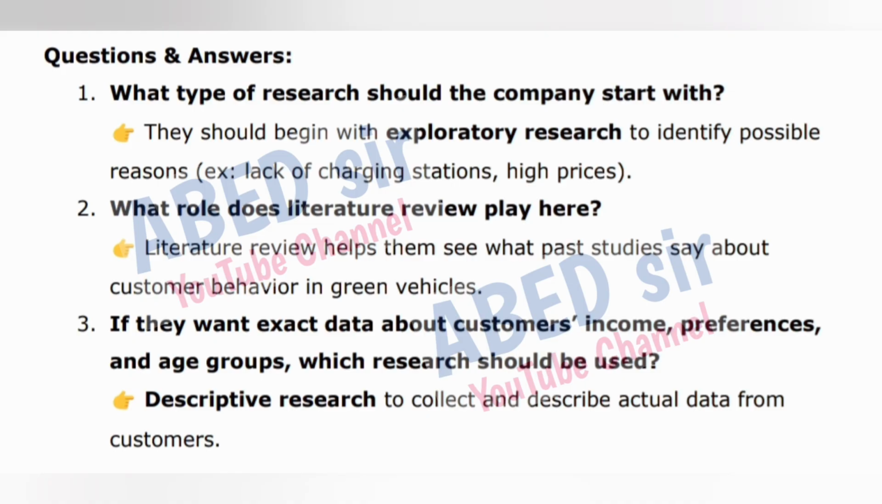1. What type of research should the company start with? They should begin with exploratory research to identify possible reasons, example, lack of charging stations, high prices. 2. What role does literature review play here? Literature review helps them see what past studies say about customer behavior in green vehicles. 3. If they want exact data about customers' income, preferences, and age groups, which research should be used? Descriptive research to collect and describe actual data from customers.